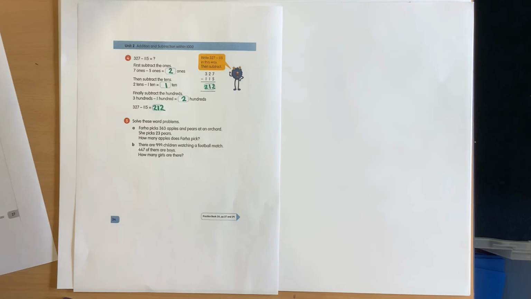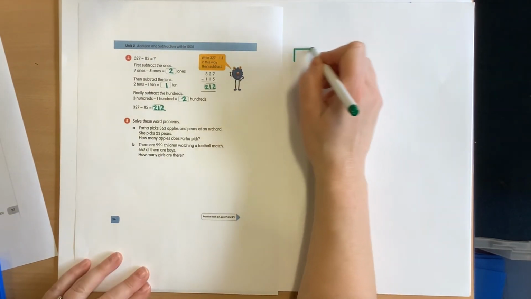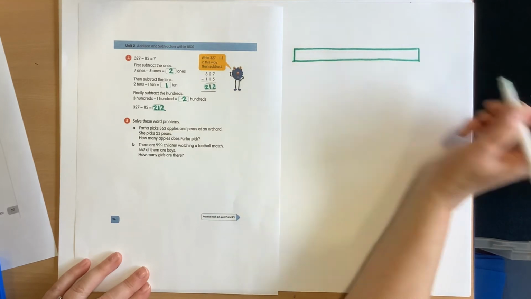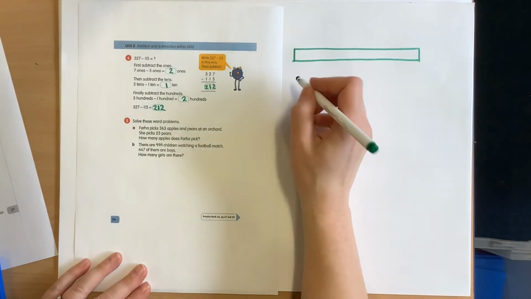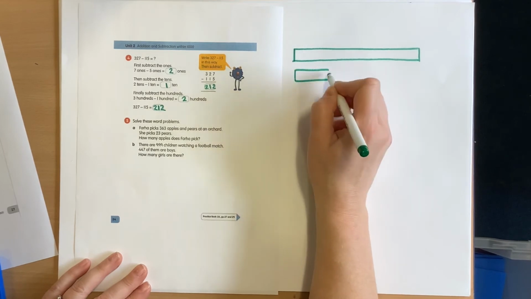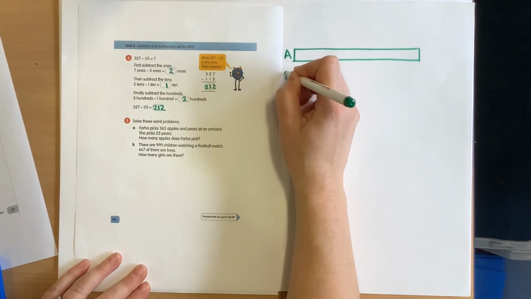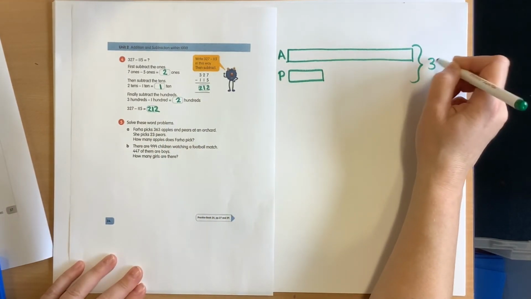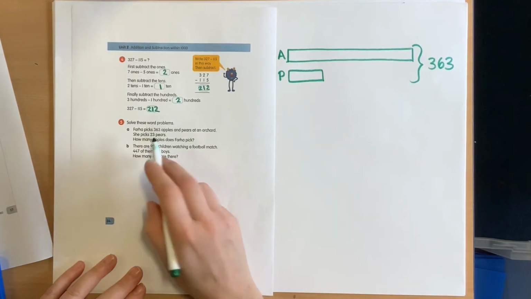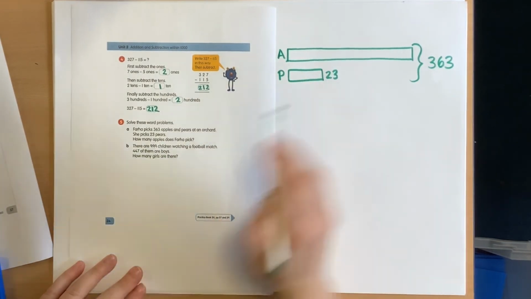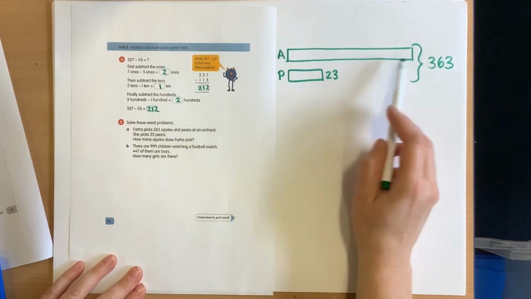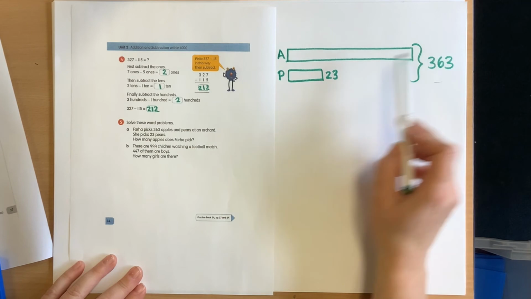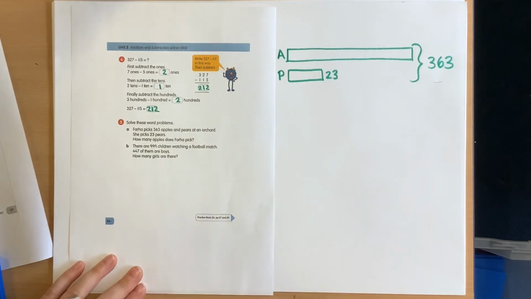Let's have a look at 5a. Farah picks 363 apples and pears at an orchard. She picks 23 pears. How many apples does she pick? Okay, if we were going to draw a bar model to represent this problem, we would have 1 bar for apples and 1 bar for pears, and we would have to label them, so an A for apple and a P for pears. And we know that altogether she picked 363 pieces of fruit, and we know that 23 of those were pears. So to get this number here, we're going to have to take the total number of fruit, take away the pears, will leave us with just the apples.